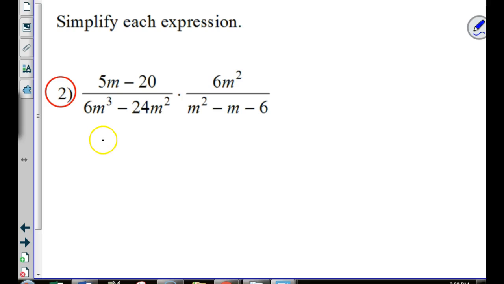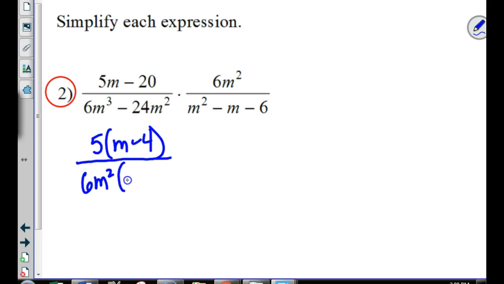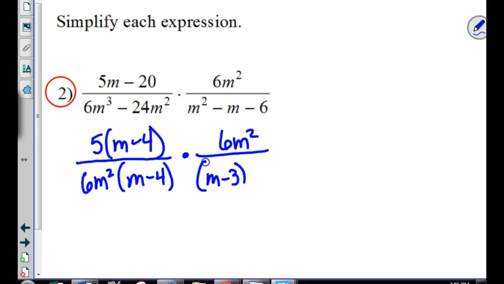We have to factor. What can we do up top here? Okay. So we have 5 and an m minus 4. And the denominator? A 6 and an m squared would be great. That would leave an m minus 4. We have a 6m squared up here. And the denominator over here factors m minus 3 and m plus 2. I'm helping you out there.